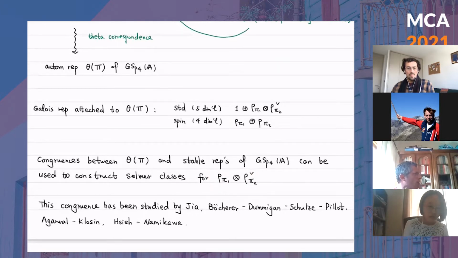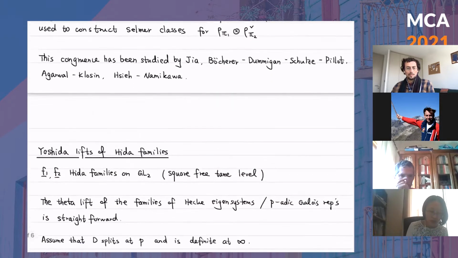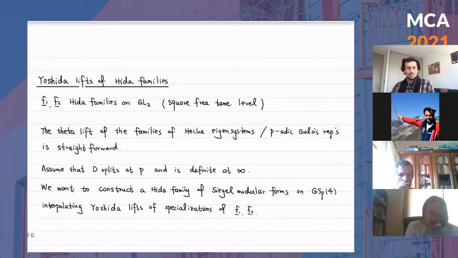Today, what I want to talk about is this: they worked with a fixed form and full level at p. So today I'm going to say something about the picture of families. We want to consider Yoshida lifts of Hida families. So I have F1 and F2, two Hida families on GL2, and maybe for some technical reasons, we also assume they have square-free tame level. I use an underline to denote families.